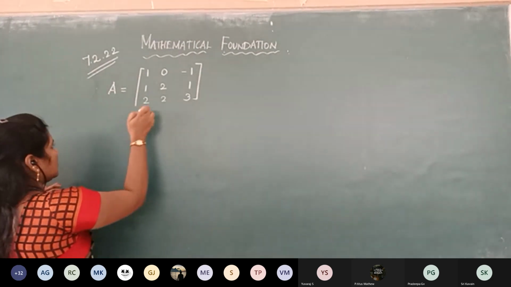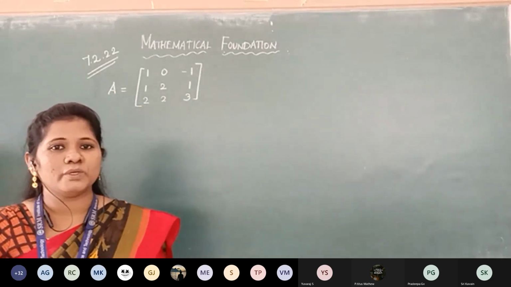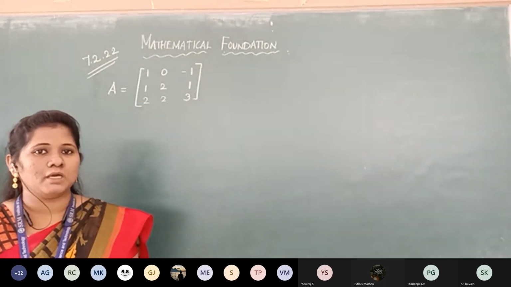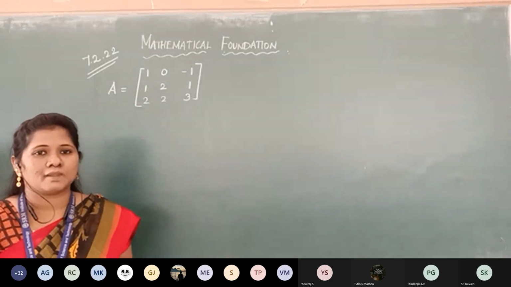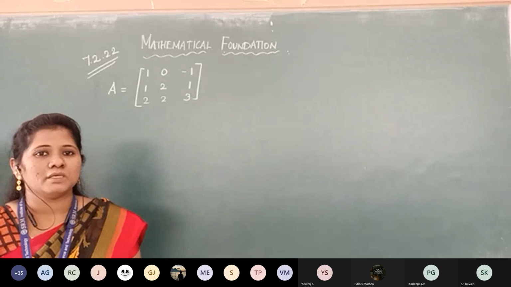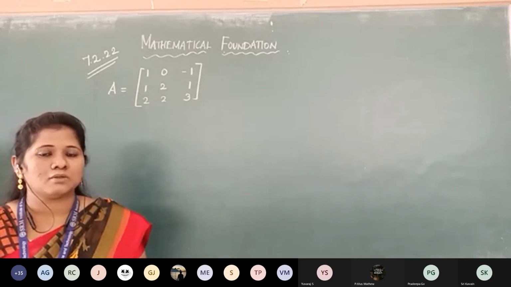So what is your first step in the given matrix? When you find your eigenvalues and eigenvectors, you have to check whether the given matrix is symmetric or non-symmetric. How do you see whether it is symmetric or non-symmetric?